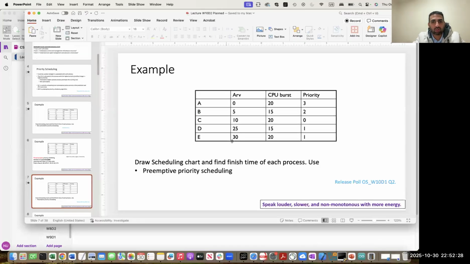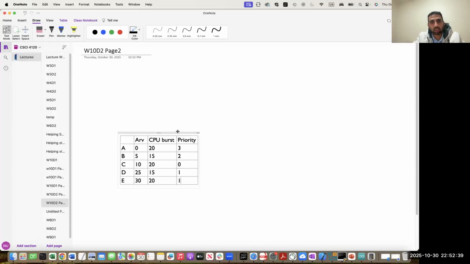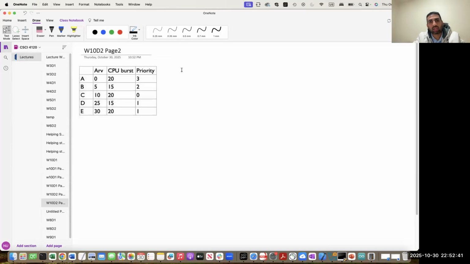Okay, let me simply copy over this one, the same table. And just to cover all the cases here, I'm assuming now higher the number, higher the priority. In exam, if you have a question, I will specify how to interpret the numbers. And now we are doing non-preemptive priority scheduling.